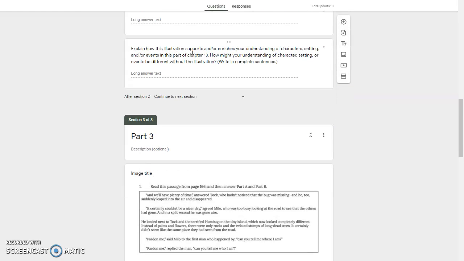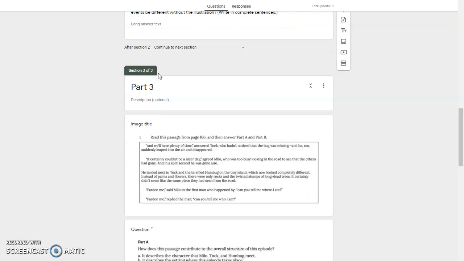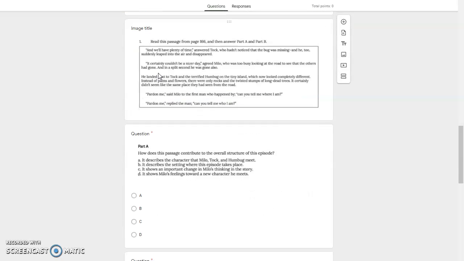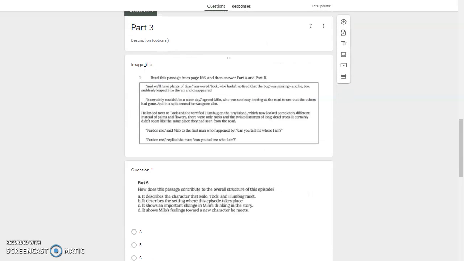Explain how this illustration supports and enriches your understanding of character, setting, and events in this part of chapter 13. How might your understanding of character, setting, or events be different without the illustration? Write in complete sentences, please. Then you'll click Next, and you'll go to Part 3. Part 3 doesn't have directions.